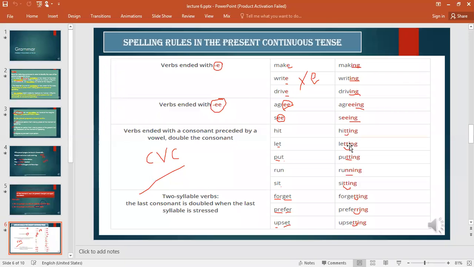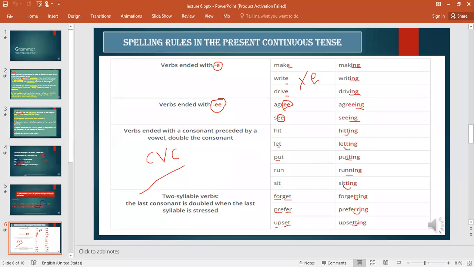Now we move to rule number 4, when we have two-syllable verbs. Two-syllable means two sounds. The verb has two sounds, like for, get, prefer, two parts, two sounds of the word. Upset. Also these verbs that have two syllables, so what do we do? We double the last consonant of the word and then we add ing. So these are the first 4 spelling rules.